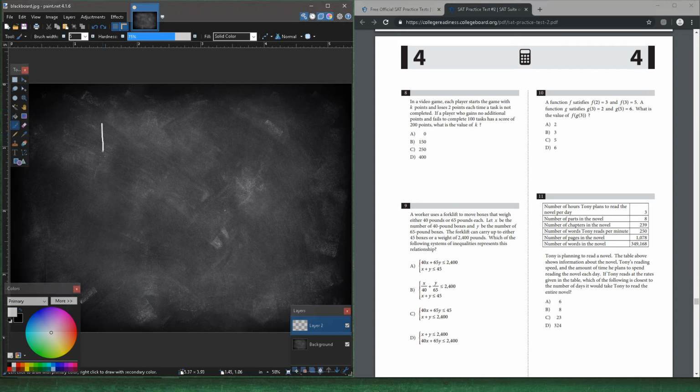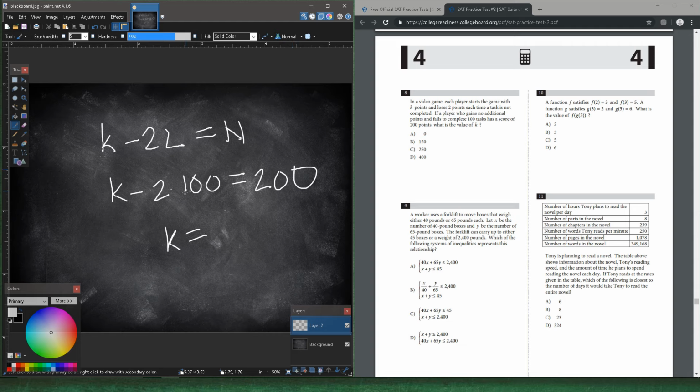So you start off with K points, right? And then you minus 2 points for each loss to make your new score. Let's say that's N. So they're saying if you have K points in the beginning and you lost 100 times and your new score is 200, what is K? So K, 2 times 100 is just 200, so 200 plus 200 is 400. So the answer is just D.